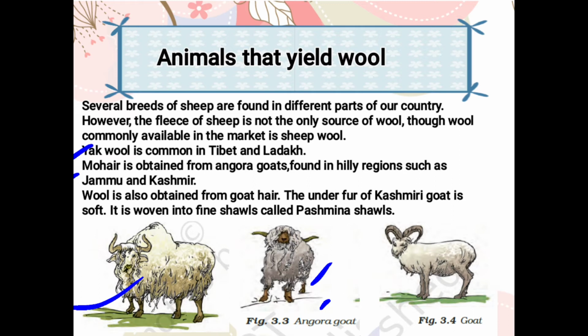The next one is a kind of wool, as we have read that wool is obtained from different kinds of animals. Wool is also obtained from goat hair. This goat from which we are obtaining the wool is found in the Kashmir region, and that's why it is also called the Kashmiri goat. The under fur of the Kashmiri goat is very soft. The fur found on the under parts of its body is very fine.